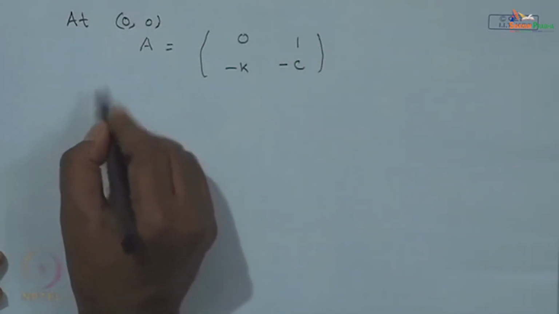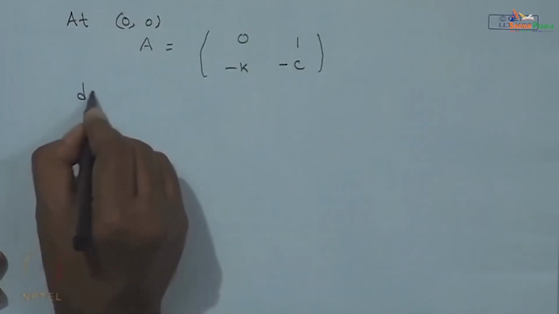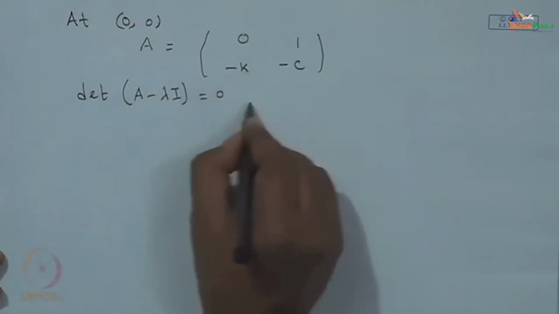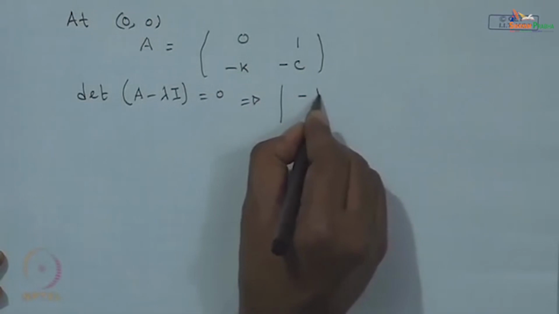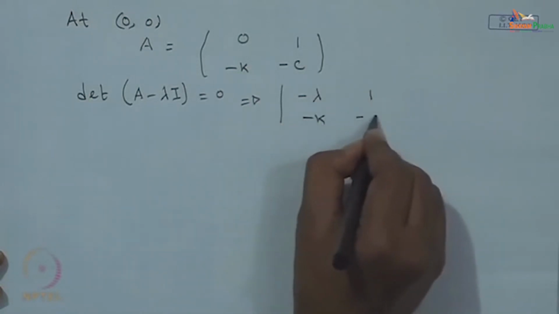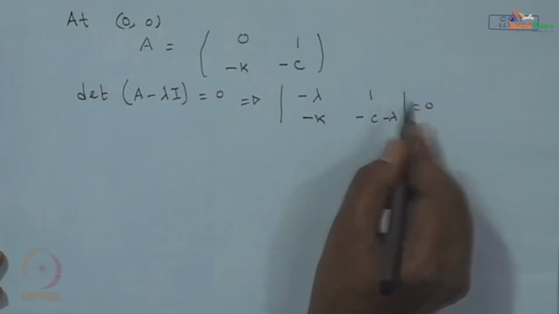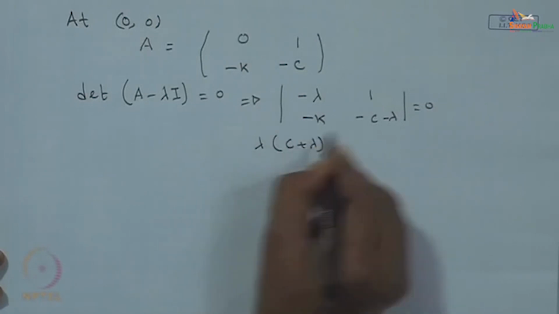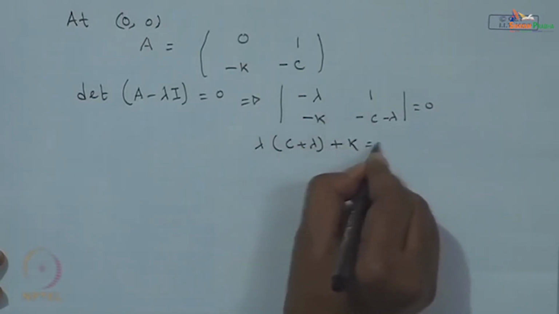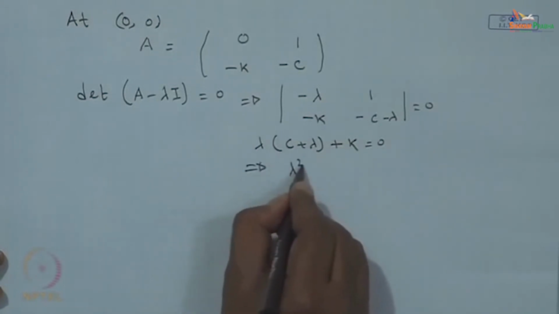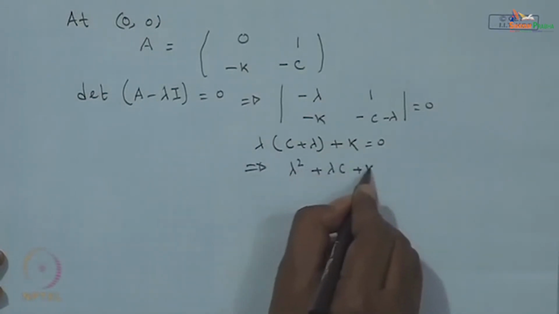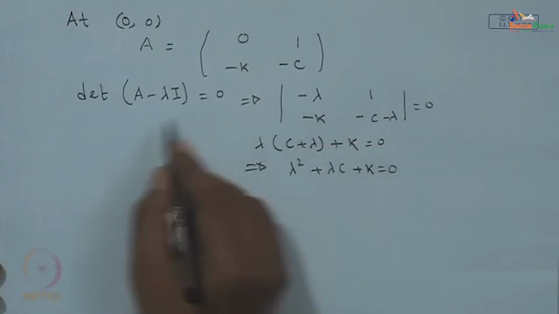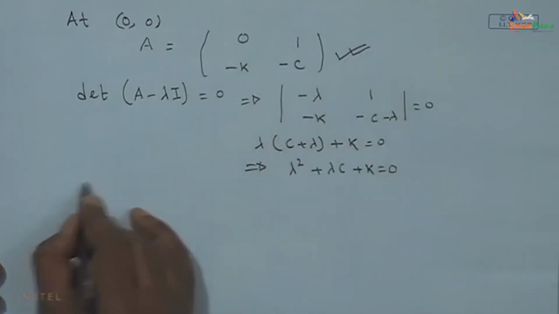Now, we evaluate the eigenvalues. The eigenvalues will be evaluated by putting the determinant of A minus lambda equal to 0. If that is the case, we will be getting minus lambda times minus c minus lambda, minus of minus k, is equal to 0. That means lambda squared plus lambda c plus k is equal to 0. Either you evaluate that, or you can use the condition by looking into this matrix. One can find out the condition for stability.